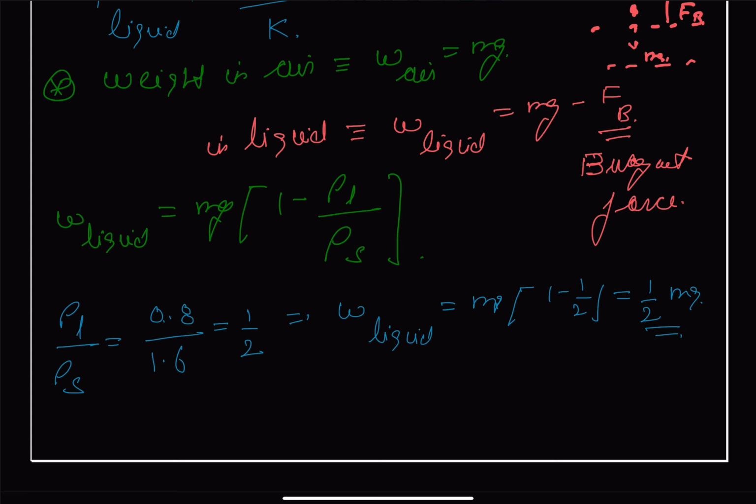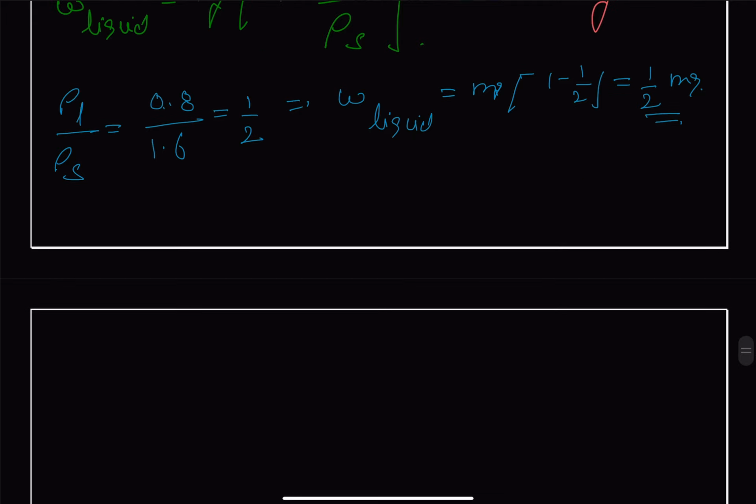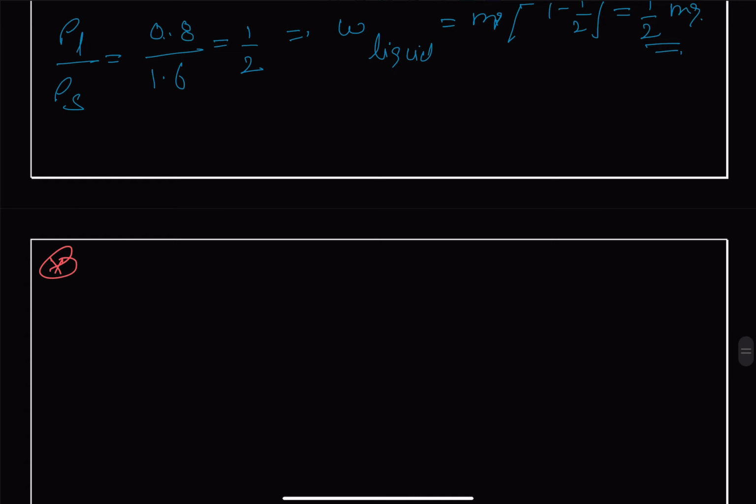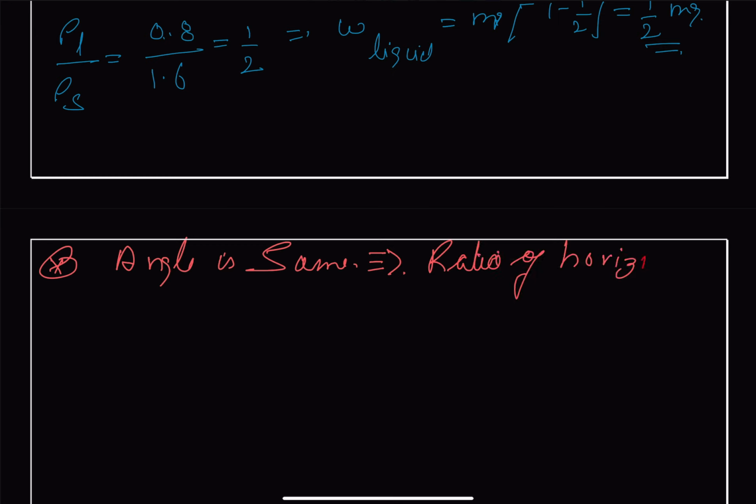Now we are given that the angle should be the same. We are given that the angle is the same, and if the angle remains the same, it means the ratio of the horizontal force to the vertical force is going to remain the same, which means the ratio of horizontal to vertical force remains the same.